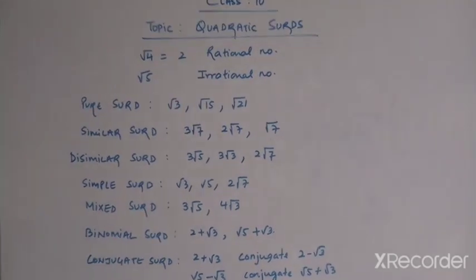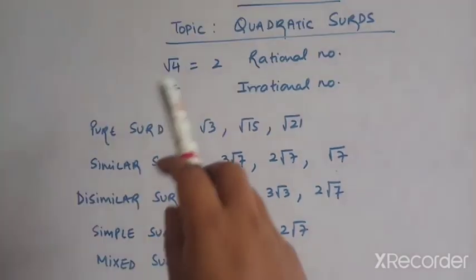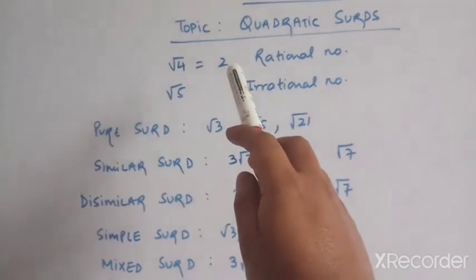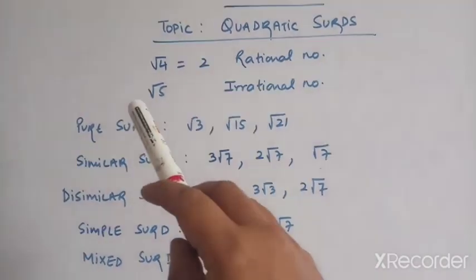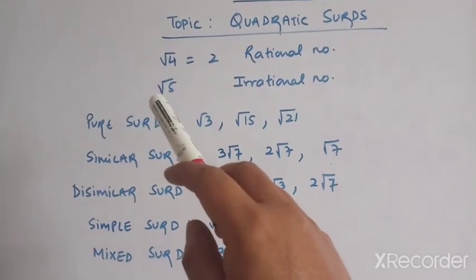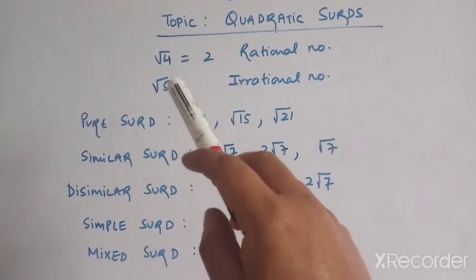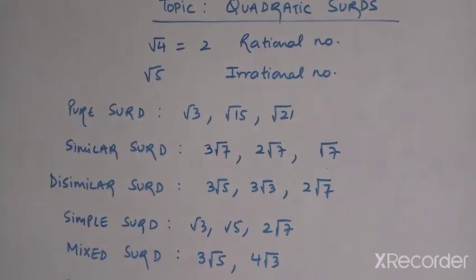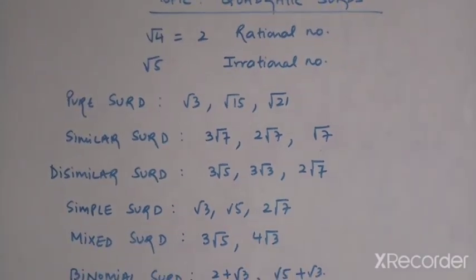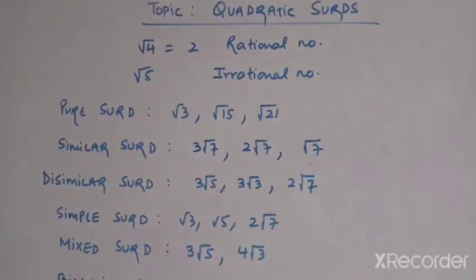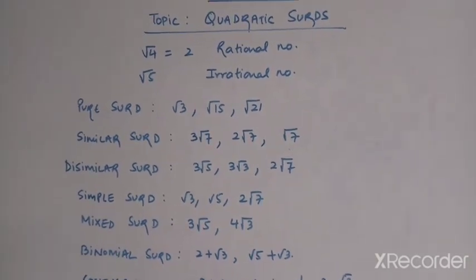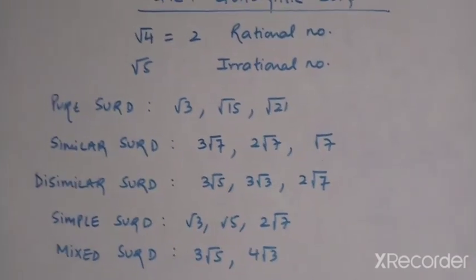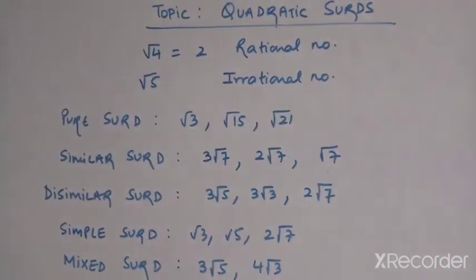For example, root 4, the value of root 4 is 2, root 9 is 3, root 16 is 4. So they are rational numbers. But there are numbers such as root 5, root 3, whose square root cannot be determined easily, then we call such numbers irrational numbers. And these particular numbers are called surds.